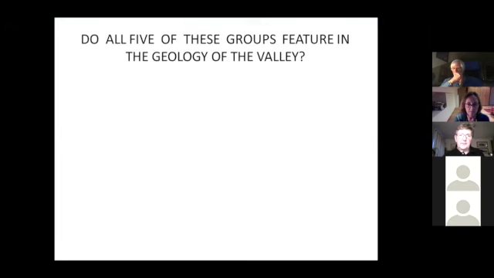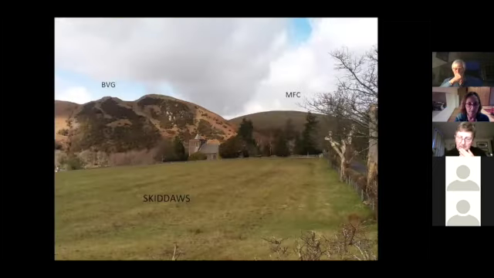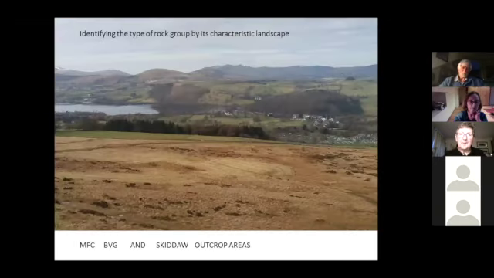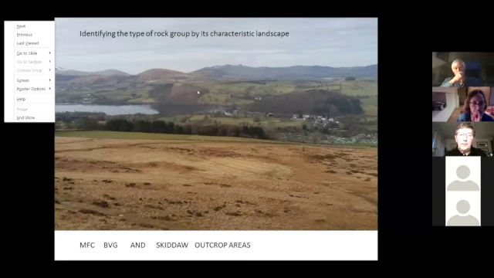Are they all relevant? Well, here's a blown up bit of the geology map. I'm standing up here very close to the limestone, and I'm looking down on this area here, this low ground here. And this is the area of the Melfell conglomerate. Here, there's Little Melfell, there's Great Melfell, there's Maiden Castle, here's Dunmallet. Okay, that's the Melfell conglomerate area.